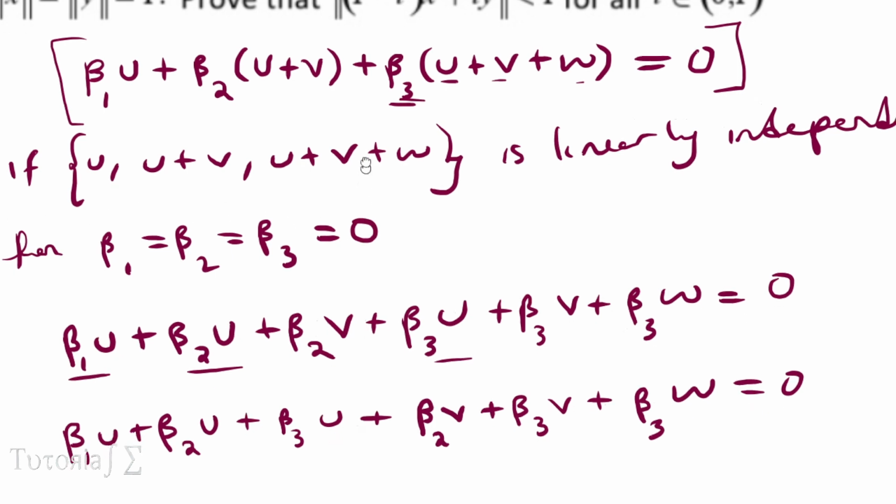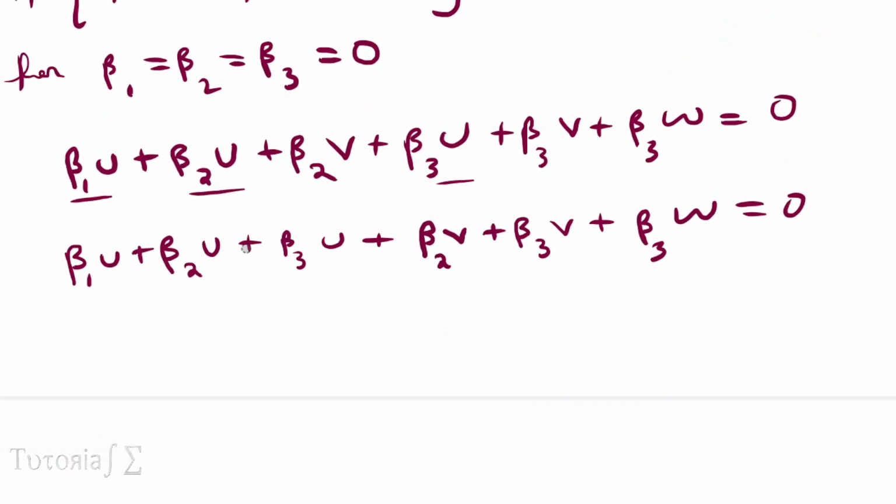Okay, so now here we can factor out the u, so it will be beta 1 plus beta 2, the u outside. Then here, when we factor out the u, what are we going to have? Beta 1, beta 2, beta 3. Okay. Then u outside. Okay, then plus here.